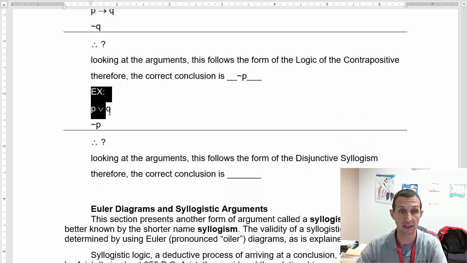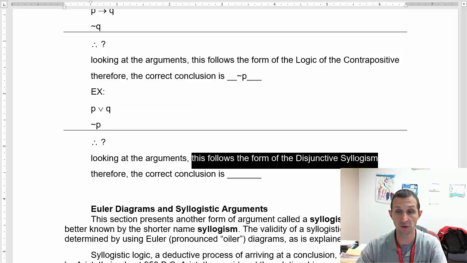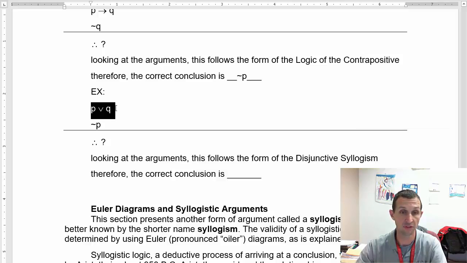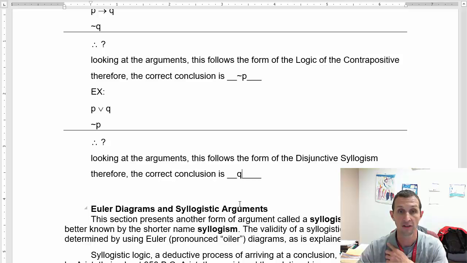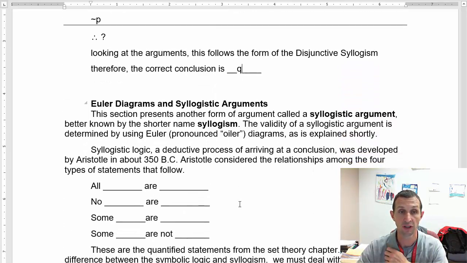All right. Here we have P or Q. You have not P. This actually follows the form of the disjunctive syllogism, right? And so I've got the or, and so here I've got the Q, right? So that would follow from the standard forms.